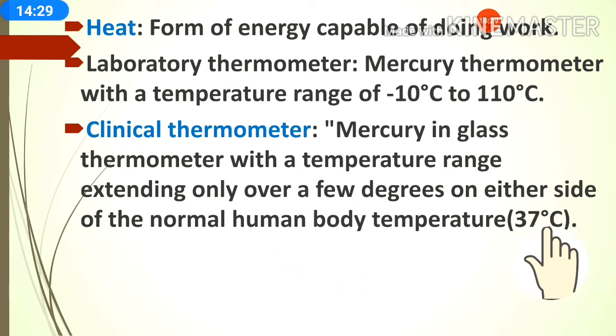Near to 37 degrees Celsius means what? From 35 degrees Celsius to 42 degrees Celsius, which is near to 37 degrees Celsius, it can be less than 37, from 35, and more than 37, up to 42. It means the range of a clinical thermometer is 35 degrees Celsius to 42 degrees Celsius.